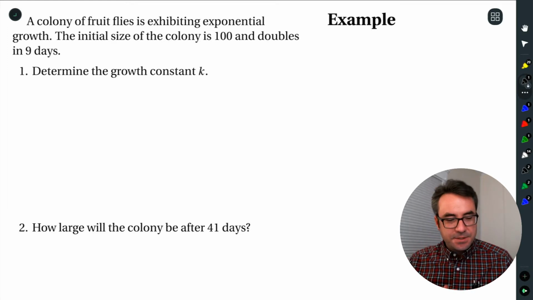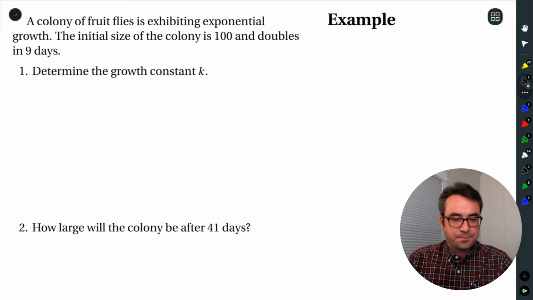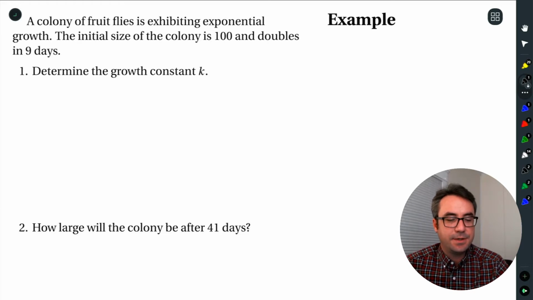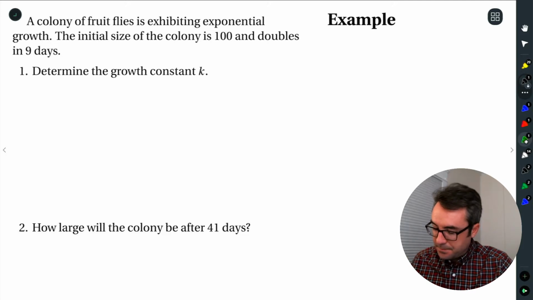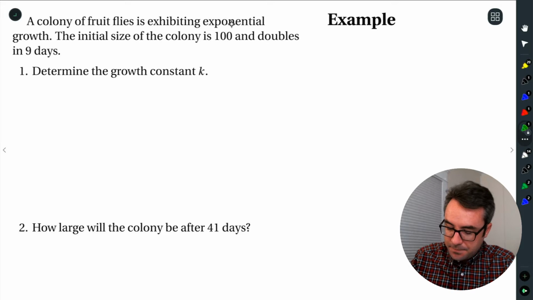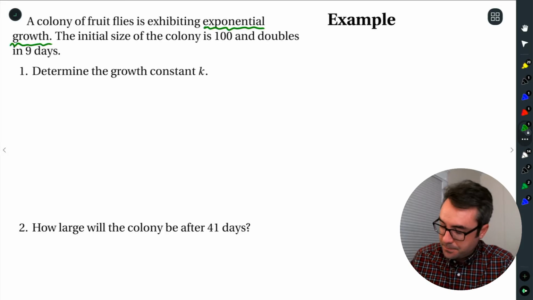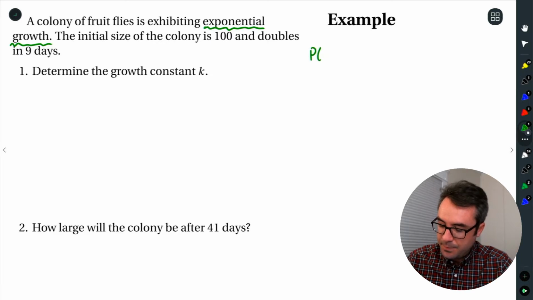All right, so let's look at this equation and see what we're given here. First of all, we know we're exhibiting exponential growth. So that part tells us basically what our function is going to be. It's going to be P of 0 e raised to the k times t.